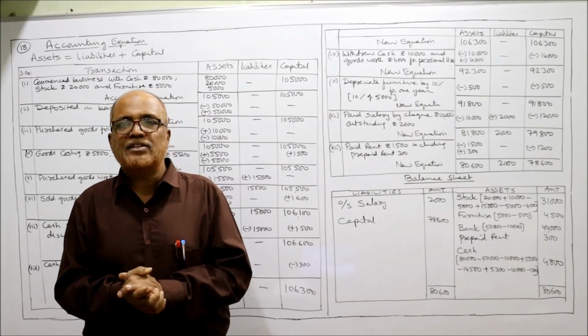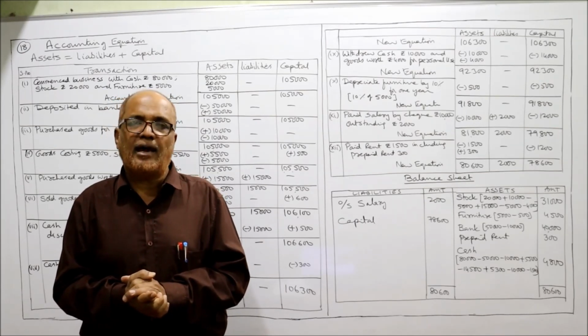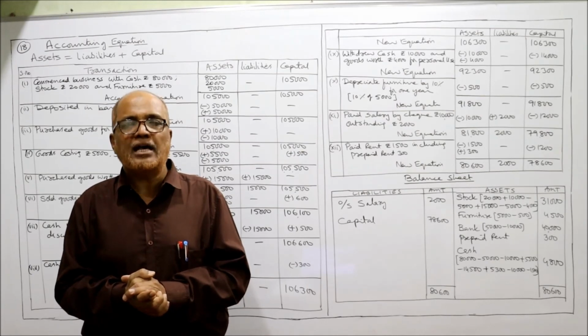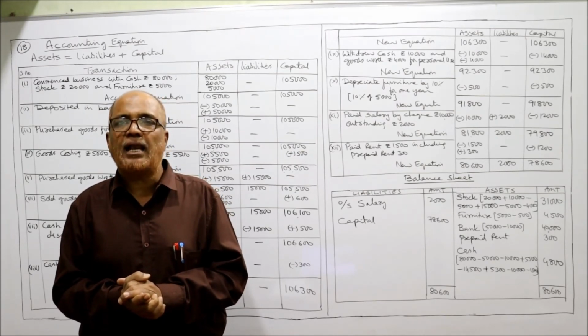So this is the end of the chapter, journal and ledger. Next video, last and final video, I'll make on trial balance.